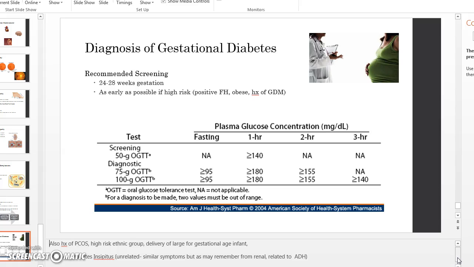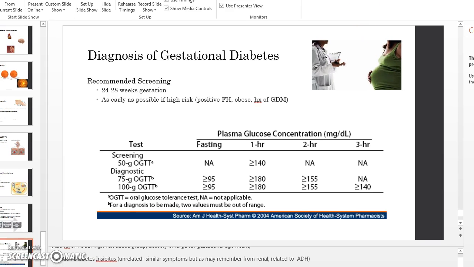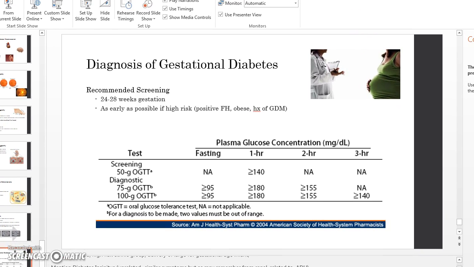You also learned in renal, which we will not cover here, diabetes insipidus. I just wanted to point out that that's unrelated. While there are similar symptoms, remember that diabetes insipidus is related to ADH and is not related to dysfunction in the pancreas or beta cell production and insulin sensitivity.